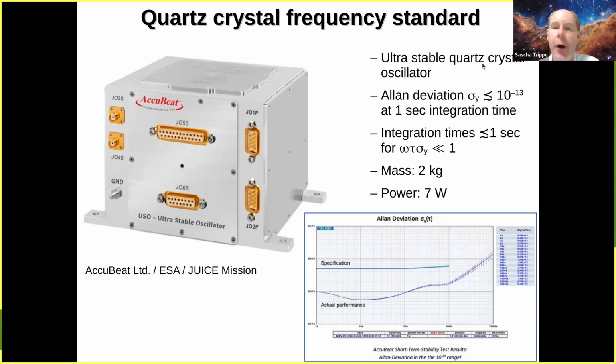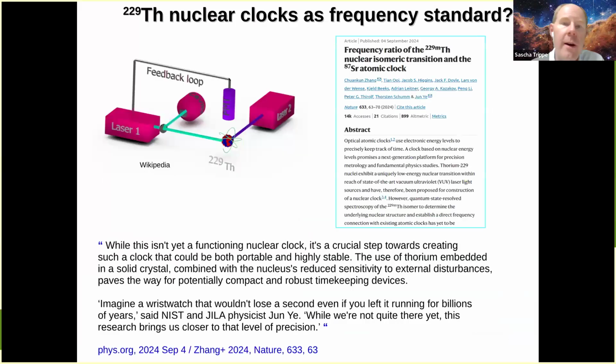Luckily, a few years ago we reached the breakthrough that small oven-controlled quartz crystal oscillators can actually achieve very similar specifications at much lower masses and power figures. Actually, this box in the photo here on the left is currently on the way to Jupiter, on board the ESA JUICE mission. So we know it can be done because it has been done before.